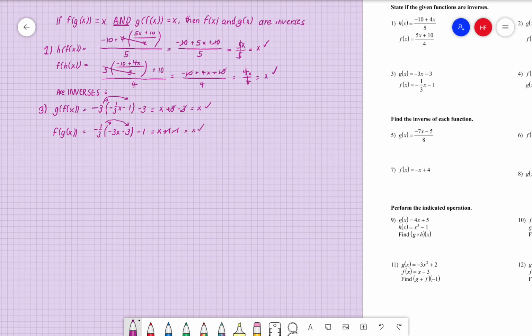So on both of these, we end up that they are inverses, since we got them both to equal x. If either one of them did not equal x, then they would not be inverses. So now let's look at number 5.